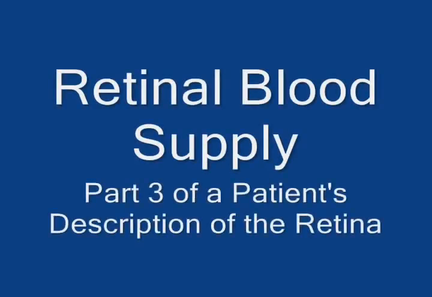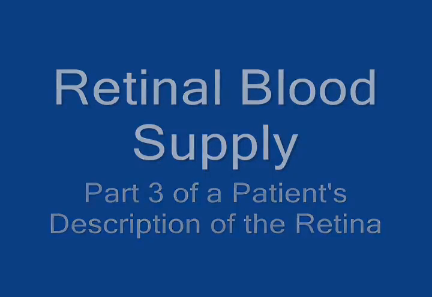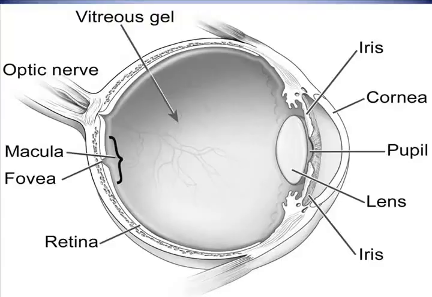To properly function, the retina must have oxygen, nutrients, and a way to dispose of its cellular waste. These needs are usually met by two circulation pathways serving the retina. The first pathway serves the retina from the inside of the eye.